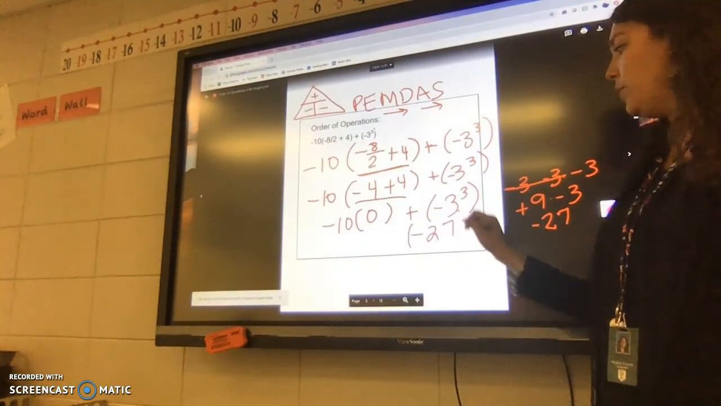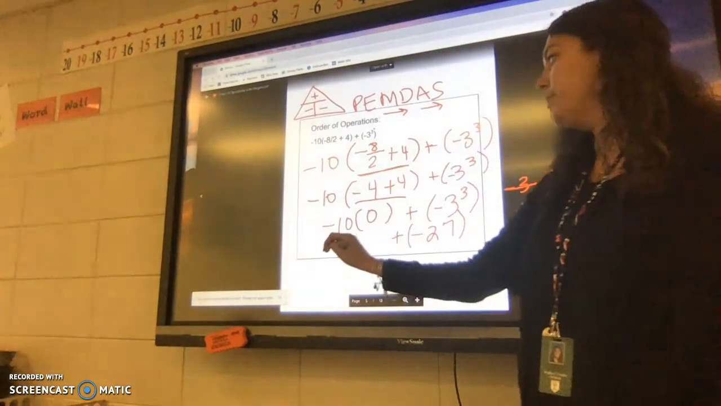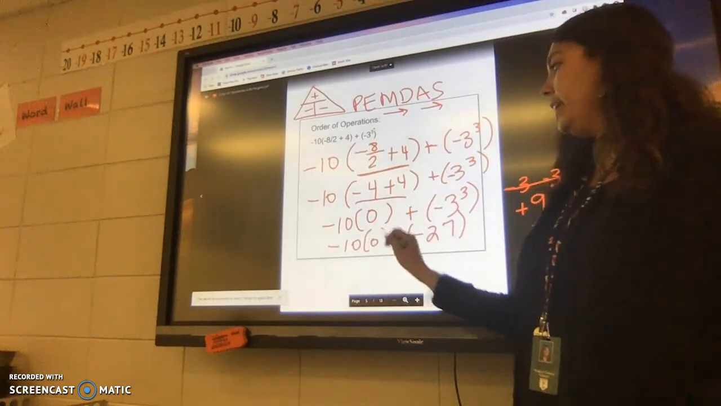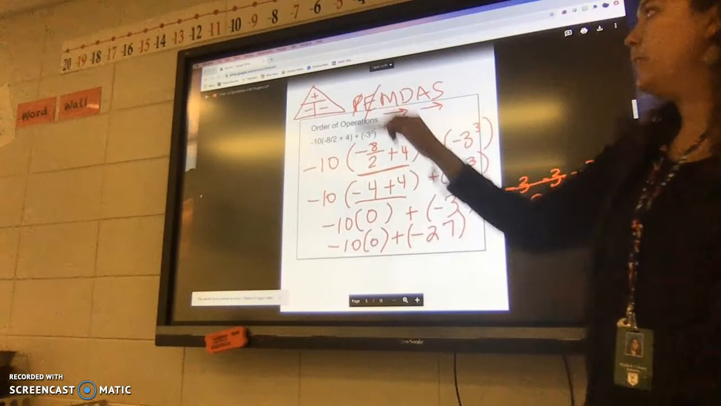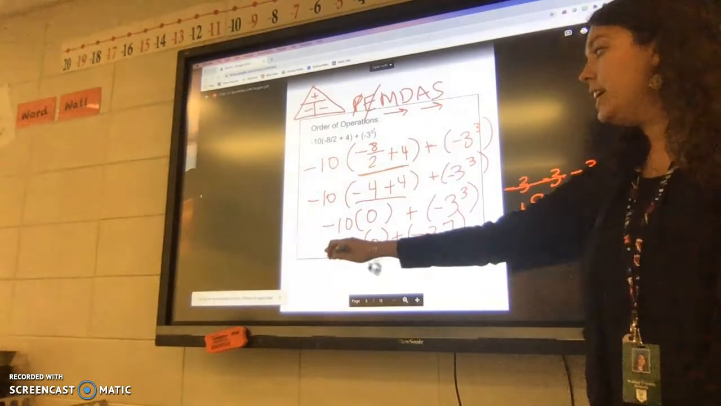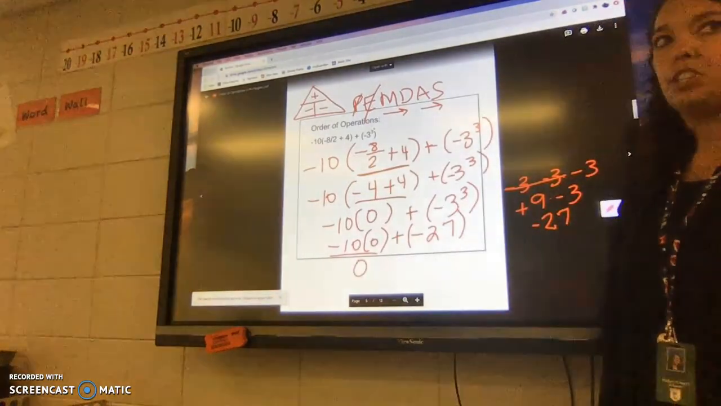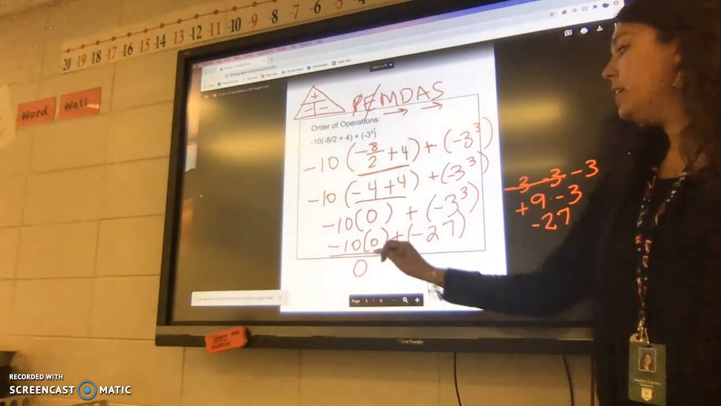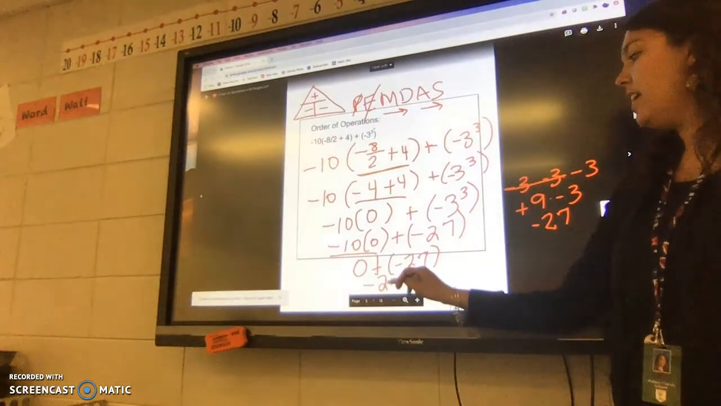Now you can keep that in parentheses if you want to keep the plus sign, but remember plus a negative is the same as subtracting. Bring everything down. Now, I've done my parentheses, I've done my exponents. Do I have any multiplying or dividing? Yes. Negative 10 times 0 is 0. 0 cannot be negative or positive. It's just 0. And then plus negative 27. Your answer is negative 27.